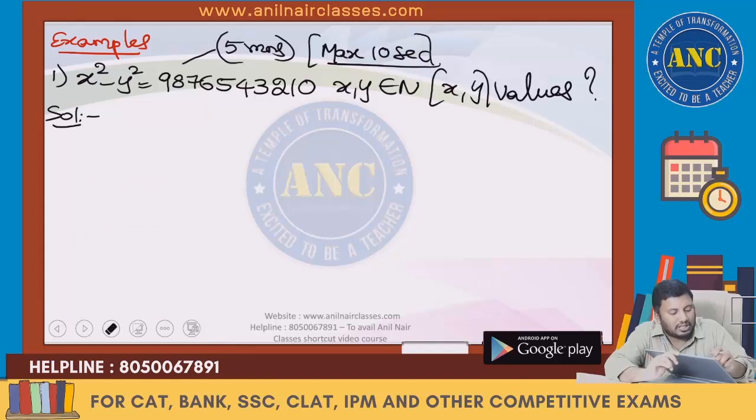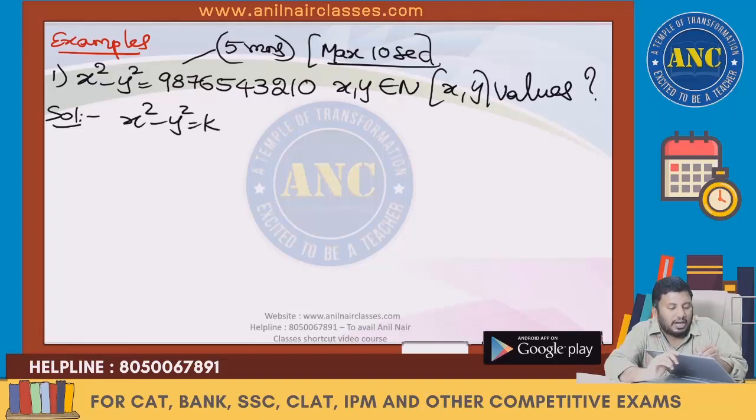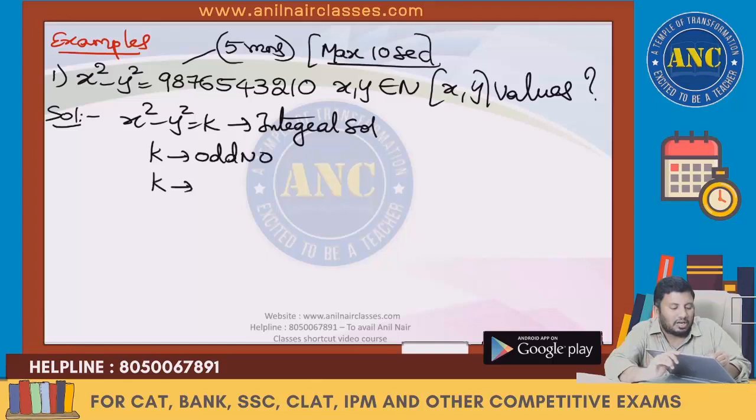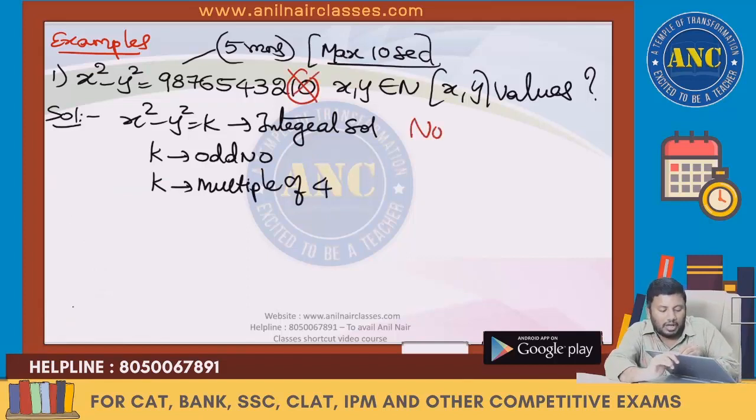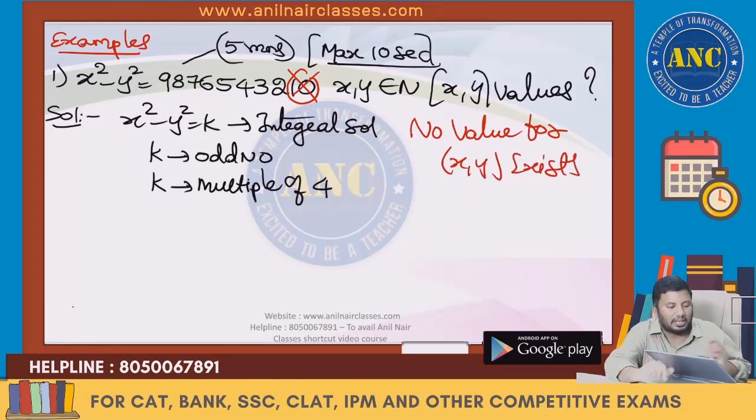The approach for this question is, we already discussed x square minus y square equivalent to k. This has integral solutions only if k is an odd number or k is a multiple of 4. 10 is not a multiple of 4. So the answer for this question is no value for x comma y exists. I hope the idea is clear.